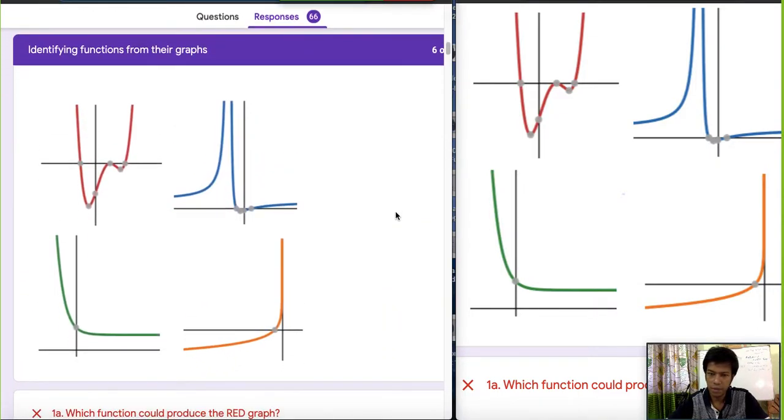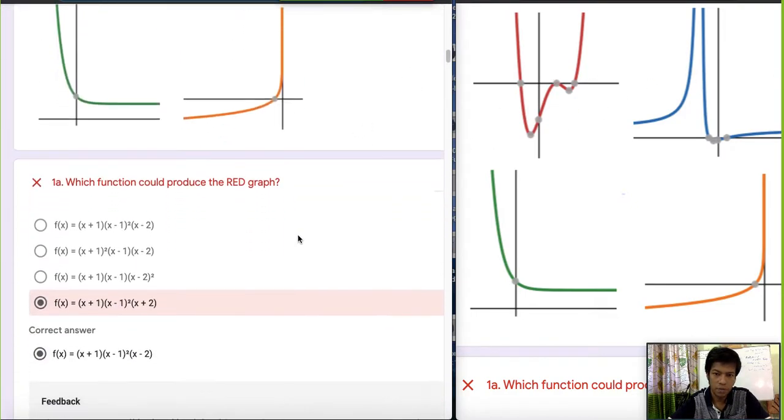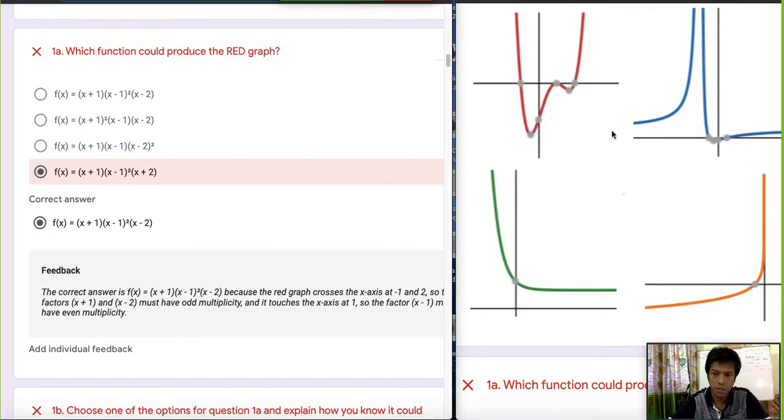final practice paper solution video. So first question is identifying the functions from their graph. Some graphs are given here and we have to find out which function satisfies this graph. Okay, I kept two same graphs on both sides, so that when I scroll, you can see the graph here on this side.